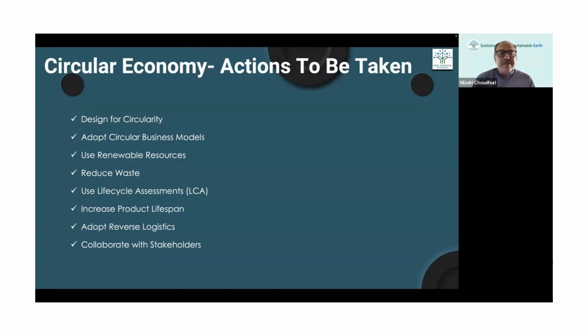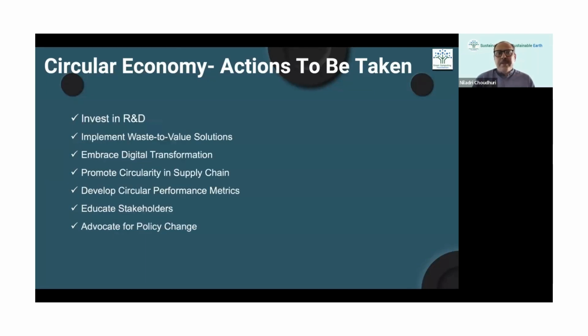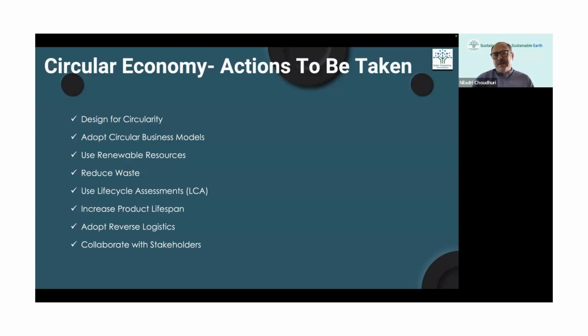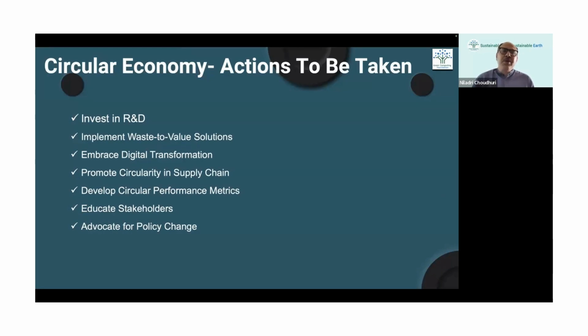Reduce waste, use life cycle assessment, increase the product lifespan, adopt reverse logistics, and collaborate with stakeholders. We need to invest in R&D, because if you see the previous one, whatever we are talking about requires innovation, requires us to think differently. And that is possible only when we practice, when we experiment. So investing in R&D has to be a major component. Investing in R&D, experimenting regularly, giving the time. It is not just the money, the time for every person to try out new ways of doing things, implement waste to value solutions, embrace digital transformation, but sustainable digital transformation, promote circularity in supply chain, develop circular performance metrics, educate stakeholders, advocate for policy change.